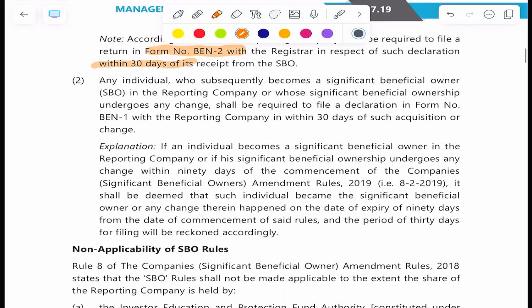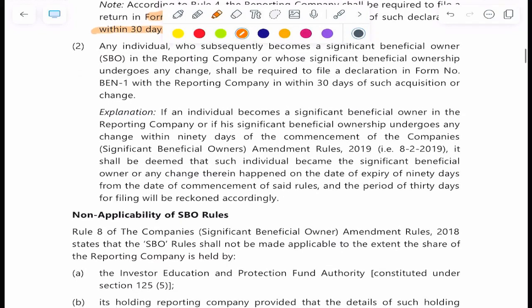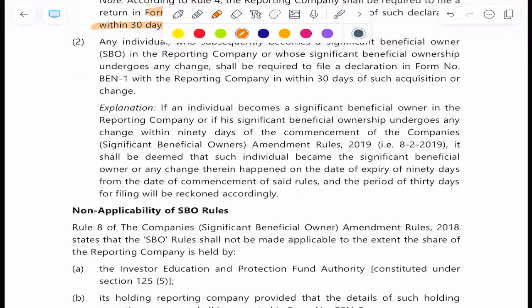Any individual who subsequently becomes a significant beneficial owner in the reporting company, or whose significant beneficial ownership undergoes any change, shall be required to file a declaration in Form BEN-1 with the reporting company within 30 days of such acquisition or change. Explanation.